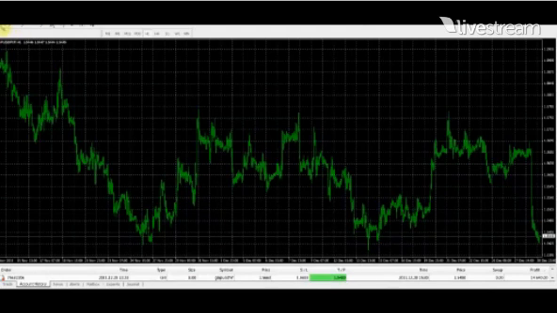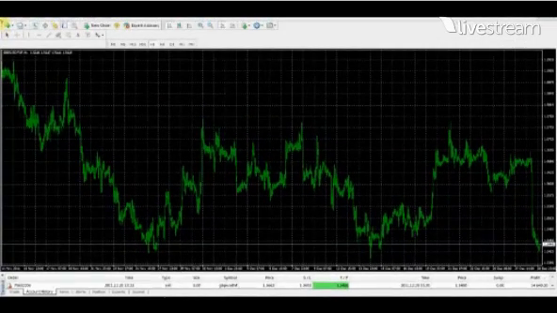Alright guys, can you see everything on the chart? Can you see the price levels on the right hand side? Okay.